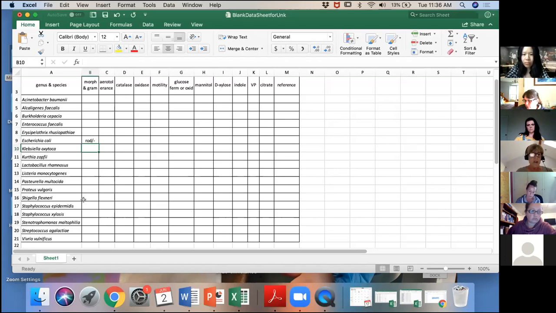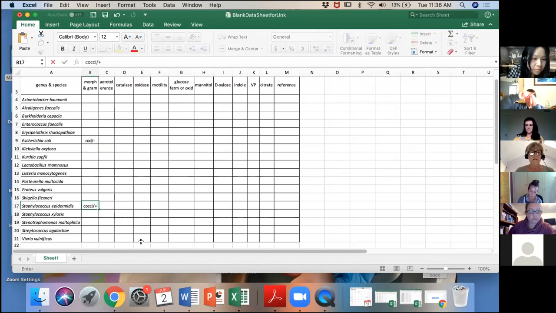So let's go down here. Staph is cocci, and it is gram what? Positive. Those are gram positive cocci.